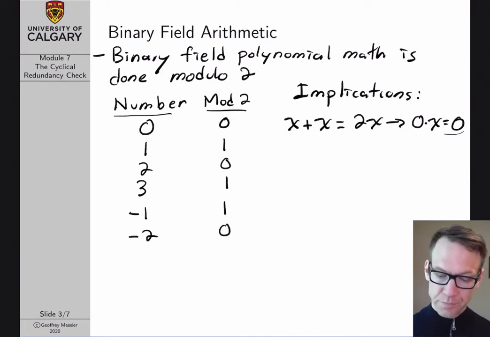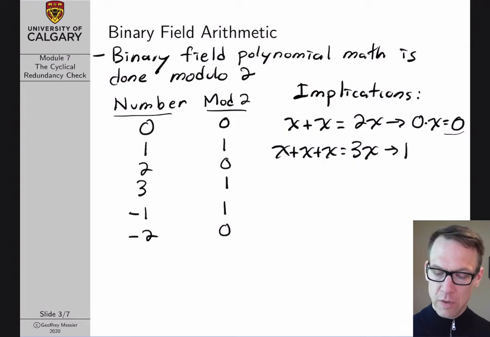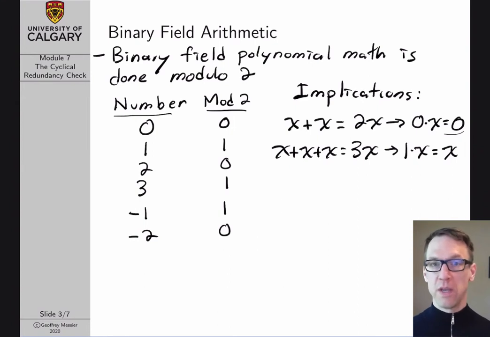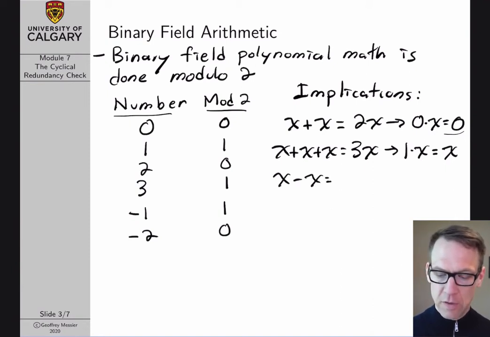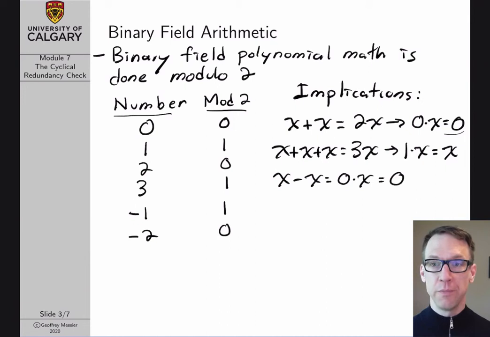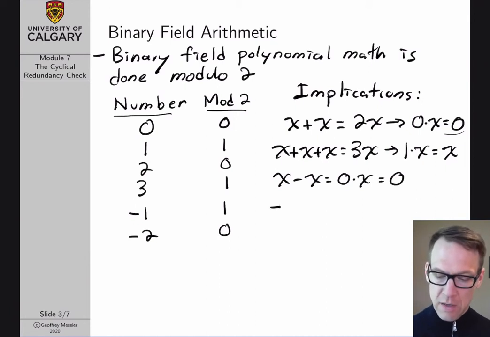If we have x plus x plus x, that's equal to 3x. 3 modulo 2 is 1, so this is equal to 1 times x, or in other words, x. So basically, the way it works is you just do regular old algebra, get some kind of integer number for your coefficient, and then take the mod 2 value of that coefficient when you're finished. This means that x minus x is equal to 0 times x, which is still equal to 0, so that doesn't change because 0 mod 2 is 0. If we have negative x, that's equal to, obviously, negative 1 times x.